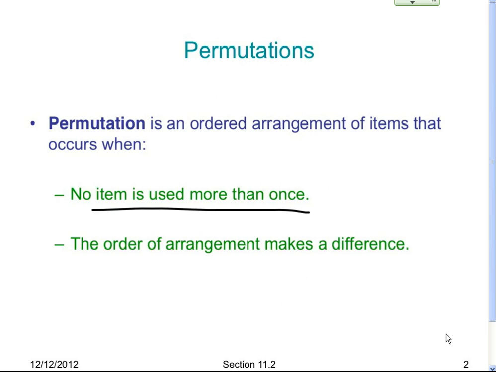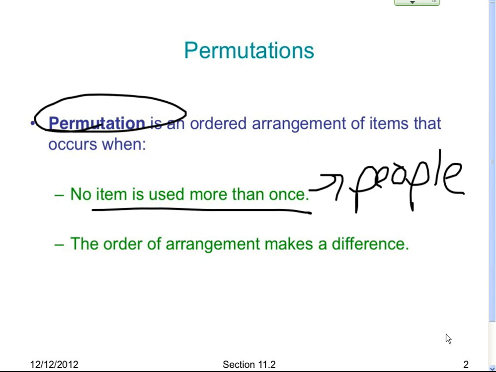When it says no item is used more than once, what we're usually talking about is people. Even if you're a twin, you're still talking about two distinct people. So when you have people involved, this is almost always a permutation.